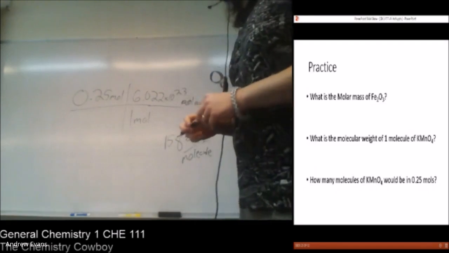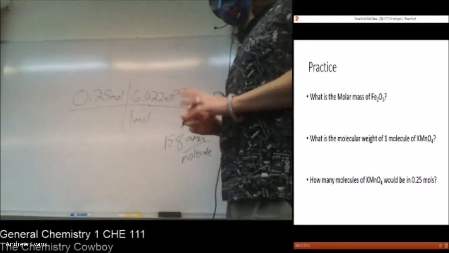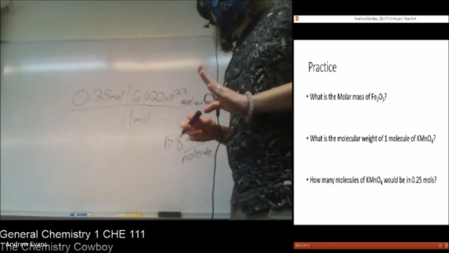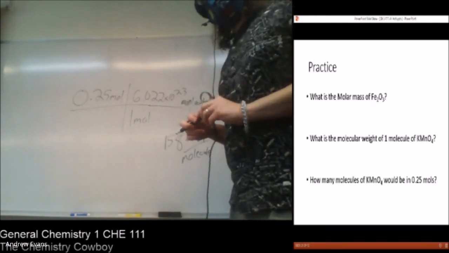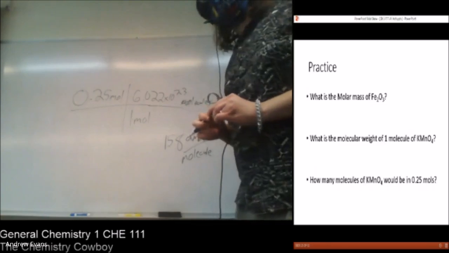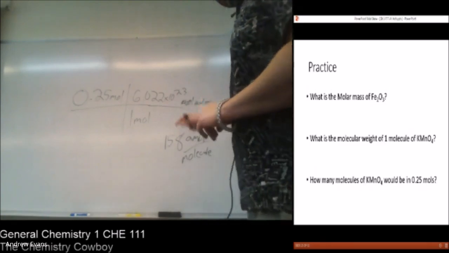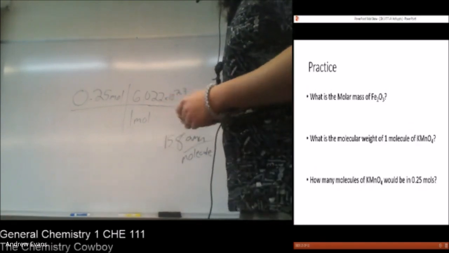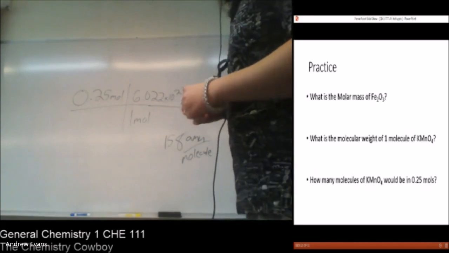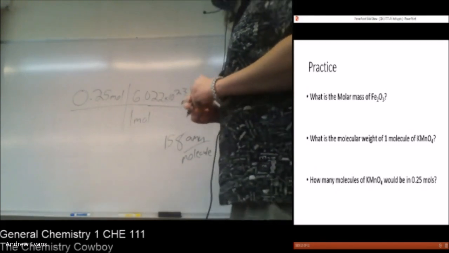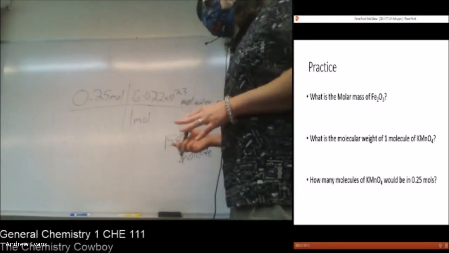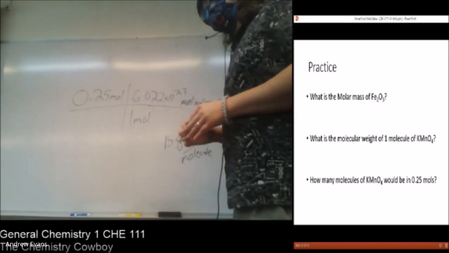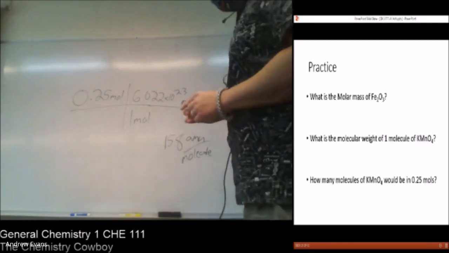Avogadro's number is like death. It does not care what you're dealing with. It's always the same. Doesn't matter if you're dealing with one atom of carbon or one molecule of potassium permanganate. The number is the same. So a quarter mole of carbon would be the same as a quarter mole of potassium permanganate.